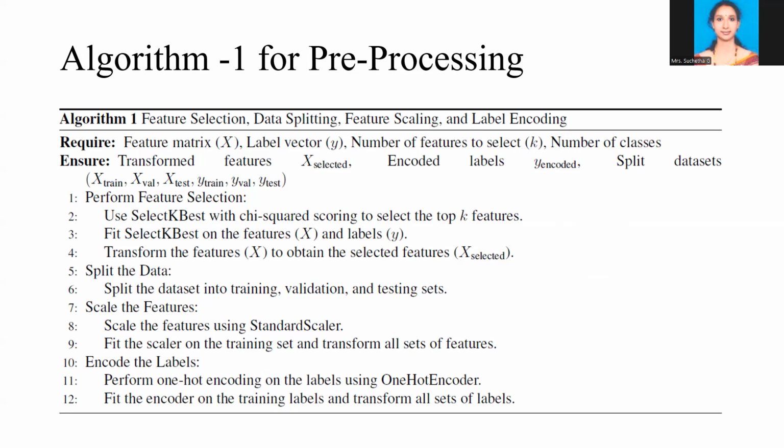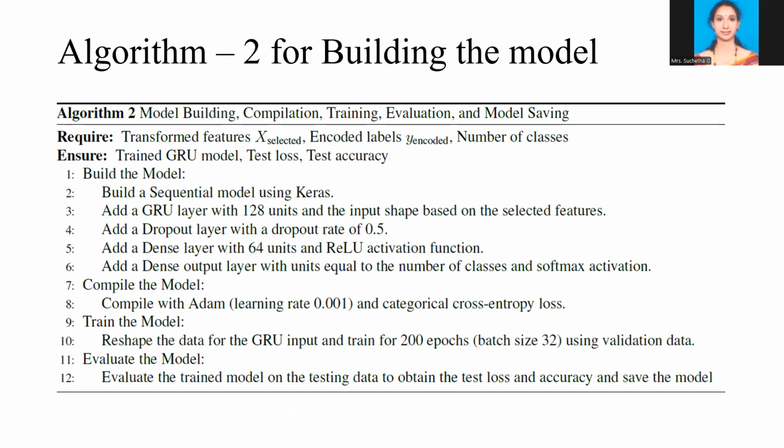And lastly, we convert the categorical labels into numerical values using a label encoder. Here we are building a model. The GRU has 128 units, the dropout rate is 0.5, and the GRU layer captures long-term dependencies. We use the Adam optimizer and the categorical cross-entropy loss.